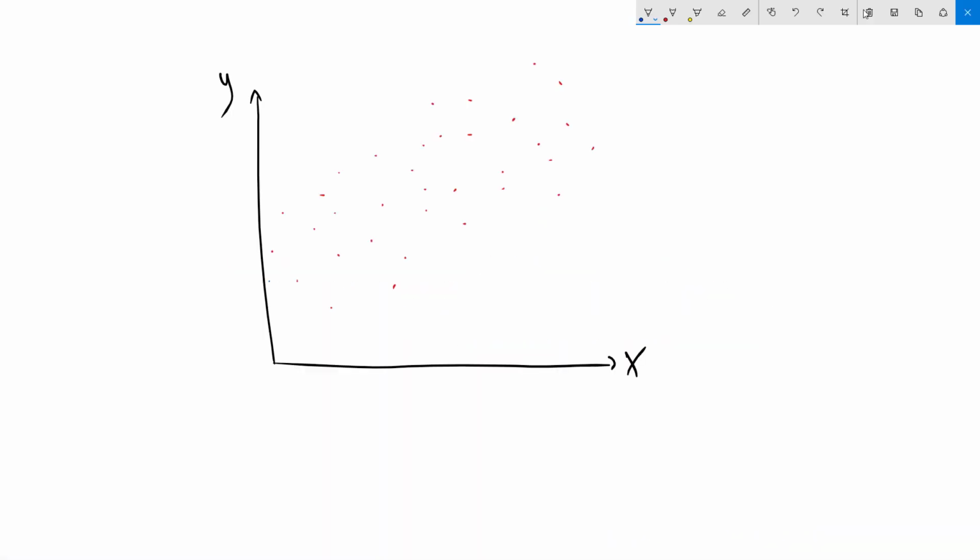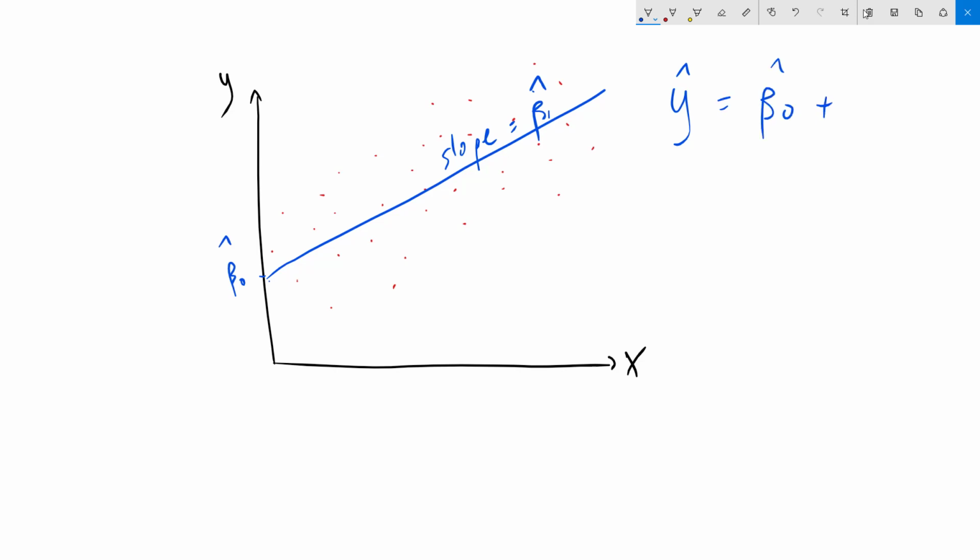I'm going to finish up this video with a visual representation of what a hypothesis test is doing. I've drawn a scatter plot of two variables, x and y. If I were to run a regression of y on x, then I would get the equation for a regression line that looks something like this, where the intercept is beta naught hat, and the slope of this line is beta 1 hat. So that's going to give me a regression line of y hat equals beta naught hat plus beta 1 hat x.